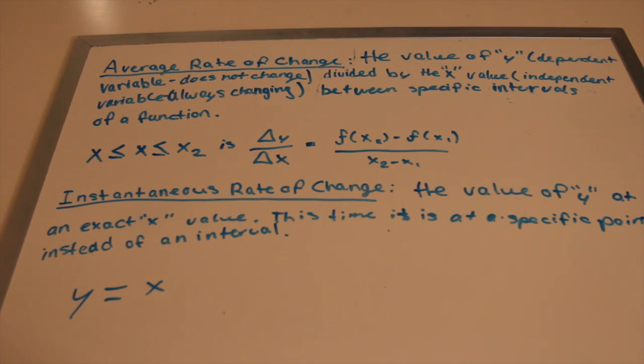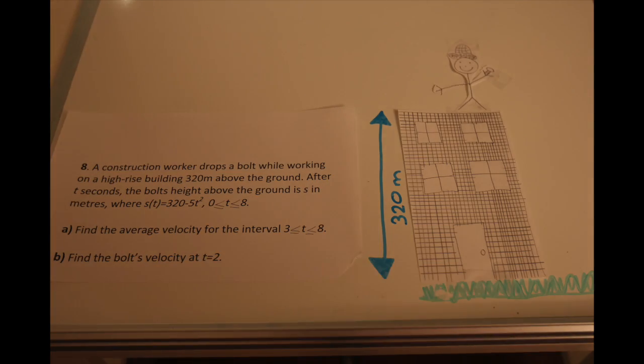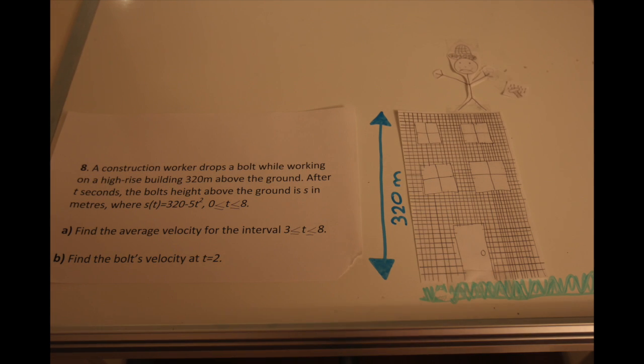depth and use examples. A construction worker drops a bolt while working on a high-rise building 320 meters above the ground. After t seconds, the bolt's height above the ground is s in meters, where s of t is equal to 320 minus 5t squared over the interval of t greater than 0 but less than 8.